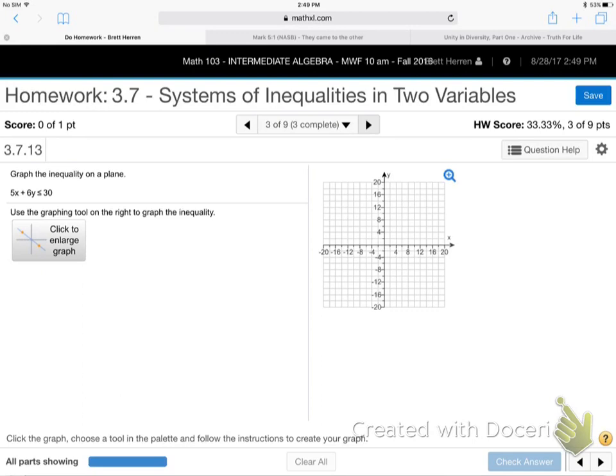So, we have 5x plus 6y less than or equal to 30. Try that one. So first thing, what do you do first when you're graphing a line? Got to get y alone. So go ahead and get that y alone.